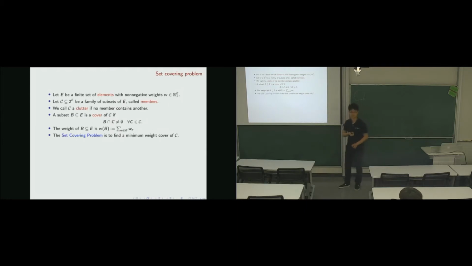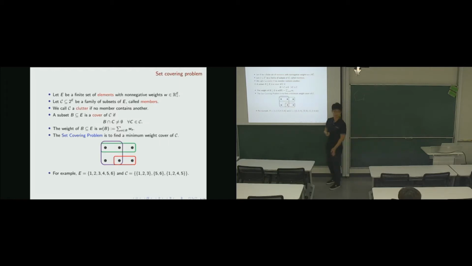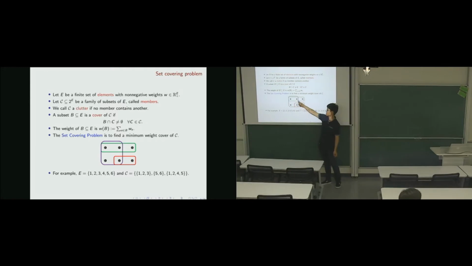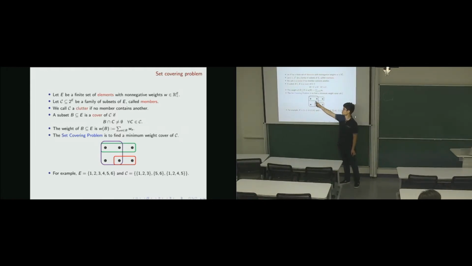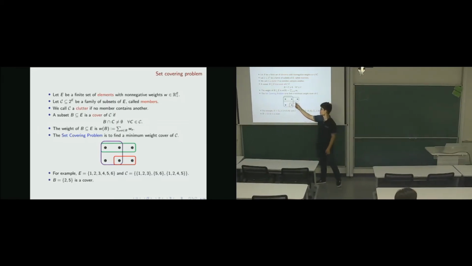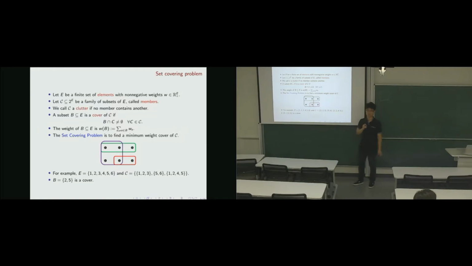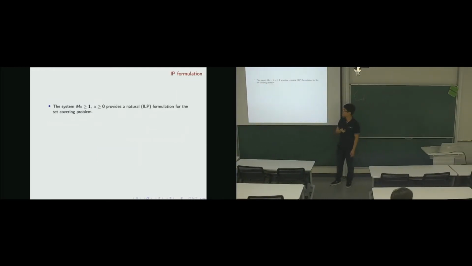The set covering problem, also known as the hitting set problem, is the problem of finding a minimum weight cover of this clutter. Again, in this example, if you pick this element and this element, then this set will intersect all 3 subsets in this family. So this set {1, 2, 5} is a cover. Basically, if you give me this matrix system, this inequality system, that will provide a natural integer programming formulation for the set covering problem.